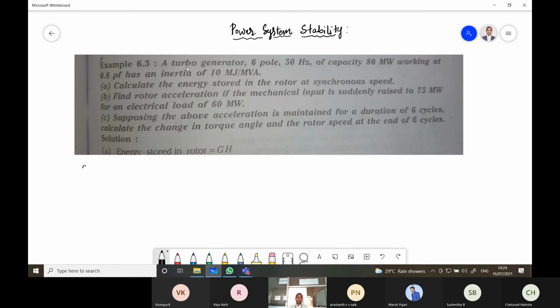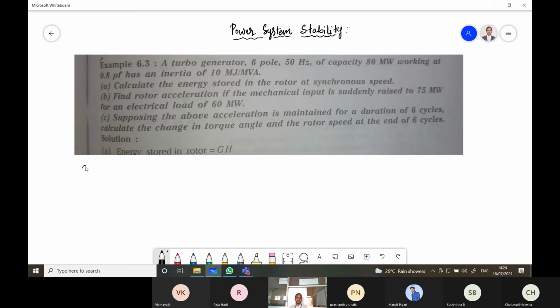Take this problem. A turbo generator, 6 pole, 50 Hz, capacity of 80 megawatt, working at 0.8 power factor, has an inertia of 10 megajoule per MVA. First, calculate the energy stored in the rotor at synchronous speed. Find the rotor acceleration if the mechanical input is suddenly raised to 75 megawatt for an electrical load of 60 megawatt. Supposing the above acceleration is maintained for a duration of 6 cycles, calculate the change in torque angle and rotor speed at the end of 6 cycles.